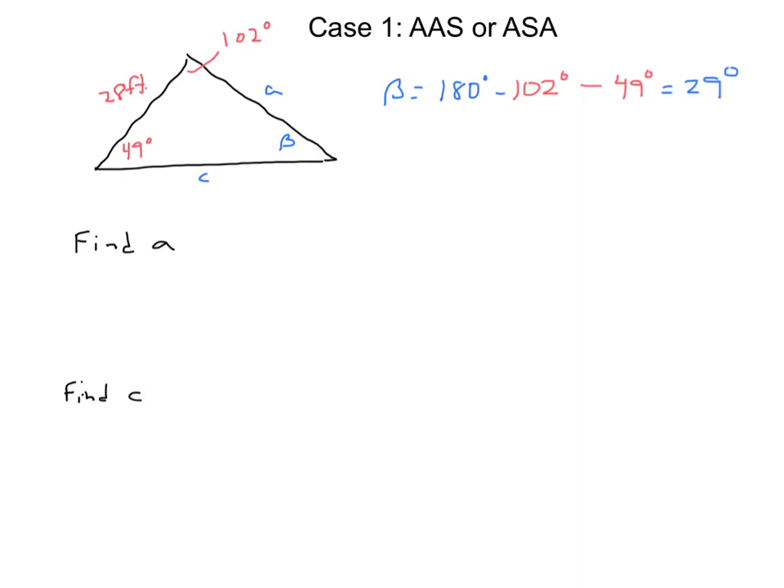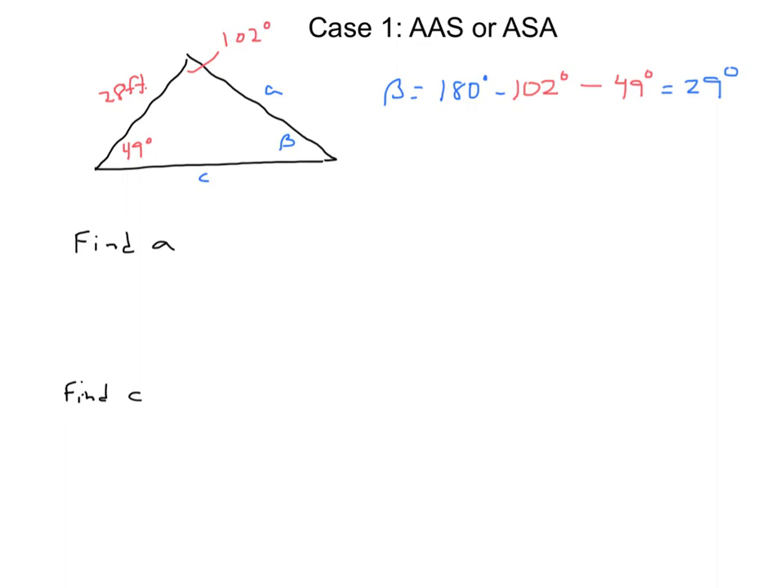Remember the very first thing they said is, if you know two angle measures, the first thing you want to do is find the third angle. So to do that, I just took 180 minus 102 minus 49, and I found that the third angle happened to be 29 degrees. So I know the measure of angle beta is 29 degrees. Now I need to find side A or side C.